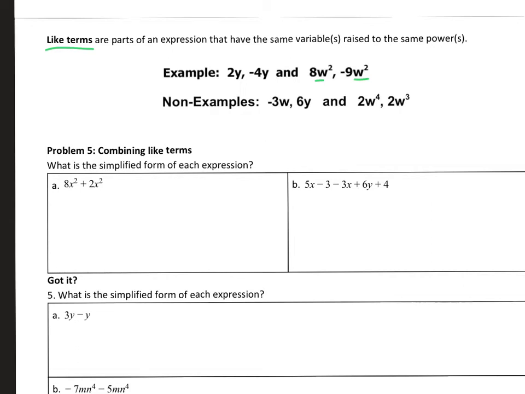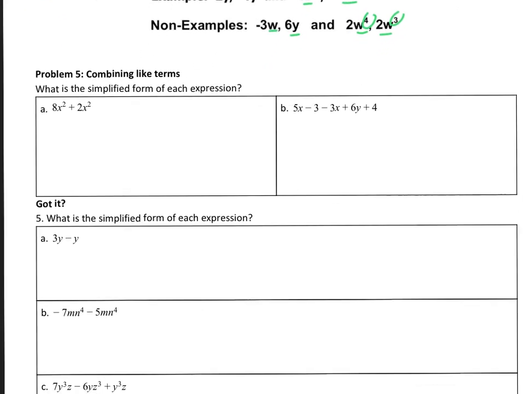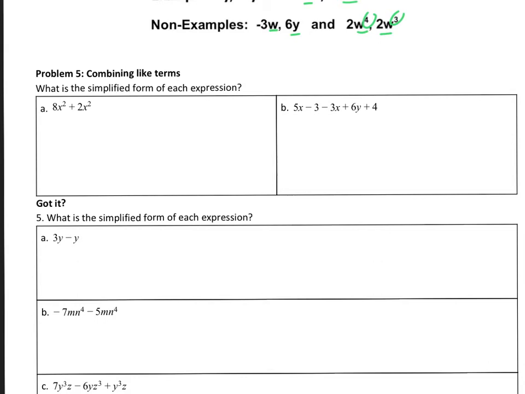Some non-examples: 3w, -3w, and 6y. Different variables. 2w to the 4th, 2w to the 3rd. Same variable, different power. Okay, so that's why those aren't like terms. They have different powers. So some examples of combining like terms: 8x squared, 2x squared. Same variable, same power. And I just think I'm adding the coefficients, the numbers on the front, 8 and 2. 8 plus 2 is 10. And then the variable and the power is unaffected. It's still x squared, so 10x squared. Now in part B, I'm going to pick out my like terms.